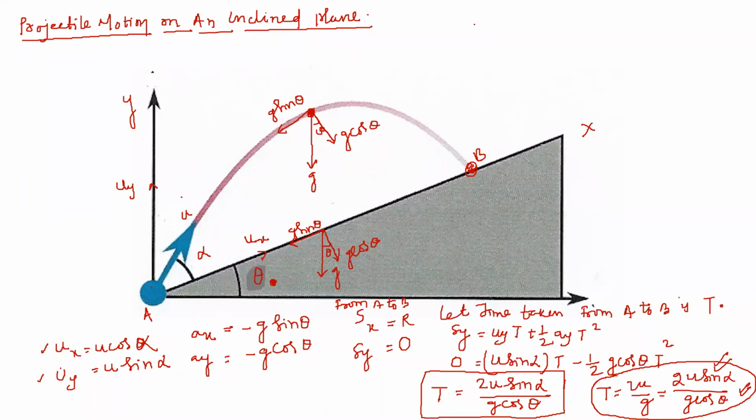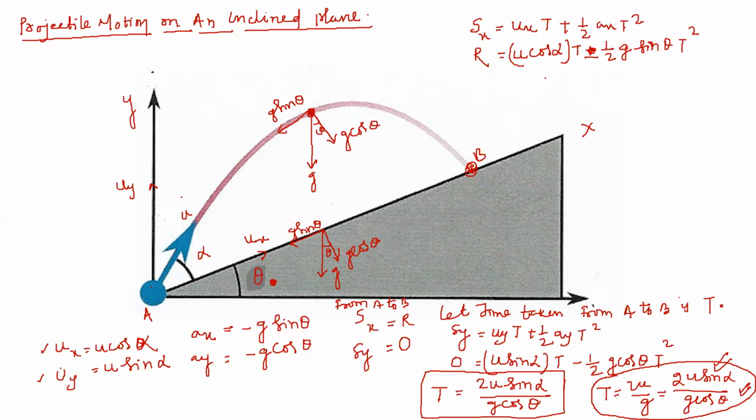Students, Sx is equal to how much? Sx is equal to Ux into T plus half Ax into T square. So let's put that: Sx is equal to R is equal to U cos alpha into T plus half Ax. Ax is how much? Minus G sin theta. So we'll write minus half G sin theta into T square.